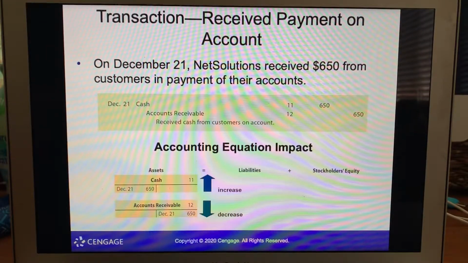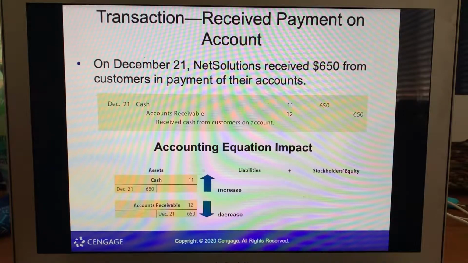So for this example, December 21, cash for $650, accounts receivable. We received cash and then we are decreasing the accounts receivable for our customer. As the note says, receive cash from customer on account. Now, when you have multiple accounts receivable, you'll put a note which account you need to credit and where the cash came from. Again, this is just on the left side. Cash increases, the accounts receivable decreases.